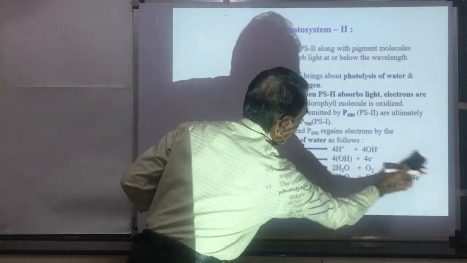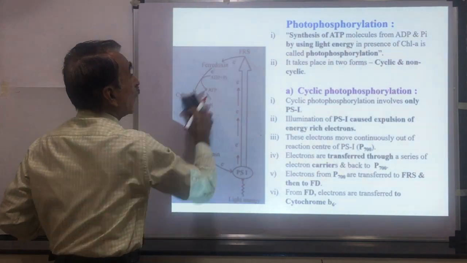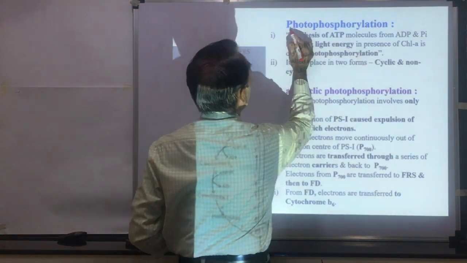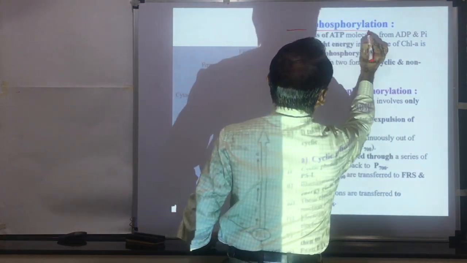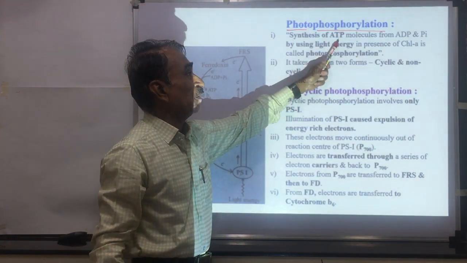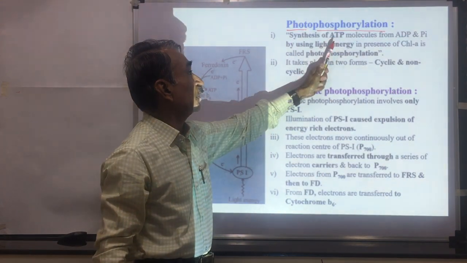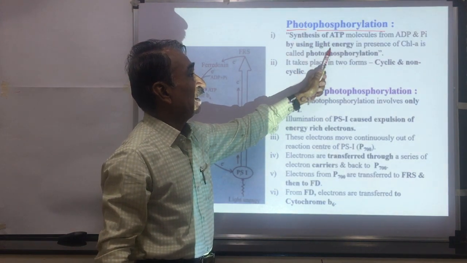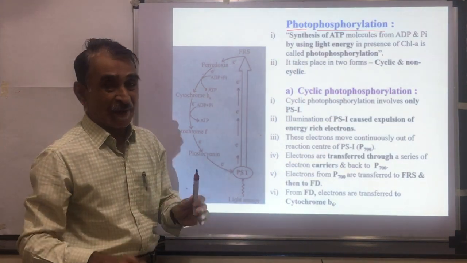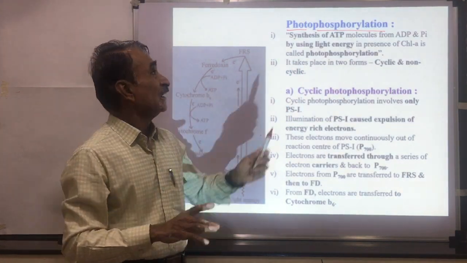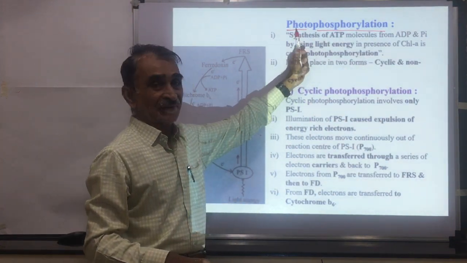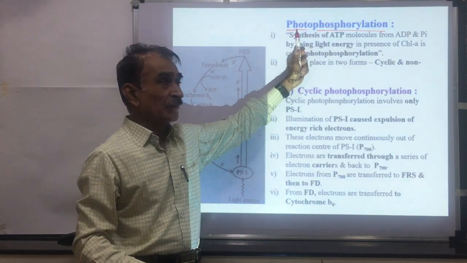Then we shall proceed towards photophosphorylation. We shall see the meaning of this word. Photo means light. Phosphorylation means synthesis of ATP. Synthesis of ATP molecules from ADP and inorganic phosphate using light energy in presence of chlorophyll A is called photophosphorylation. In simple words, photophosphorylation means synthesis of ATP in presence of light by chlorophyll A molecule.